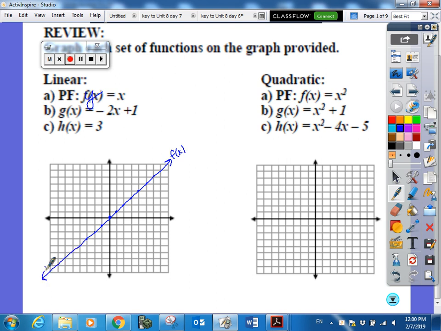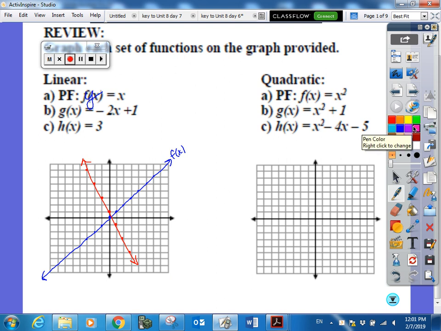Okay, it just goes down 1 and over 1. If we have negative 2x plus 1, the y-intercept is 1. So up at 1, the slope is negative 2. So we can go up 2 and left 1, up 2 and left 1, or we can go down 2 and right 1, down and right, because either one of those works: up is positive, left is negative, down is negative, right is positive.